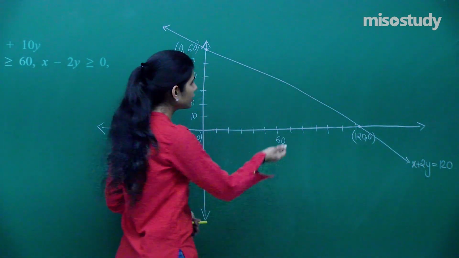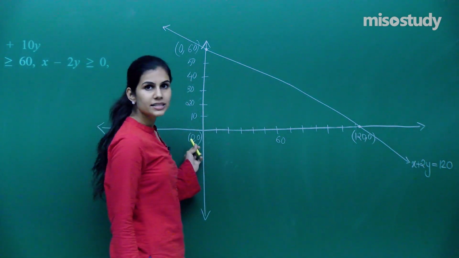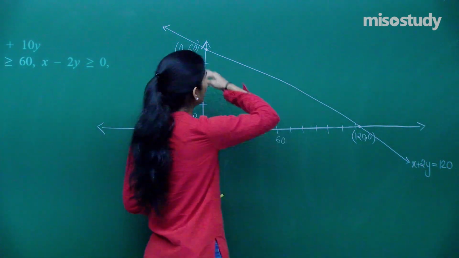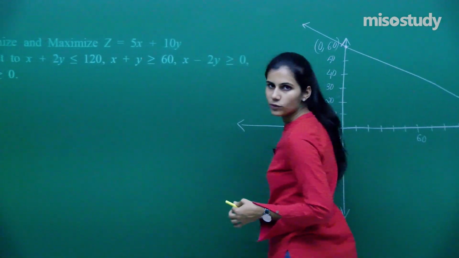Which region would be less than 120? This side or this side? Put x equals 0, y equals 0, you get 0 plus 0 is less than 120. I want less than 120, so everything on this side of the line along with points on the line is going to be the region represented by x plus 2y less than or equal to 120.